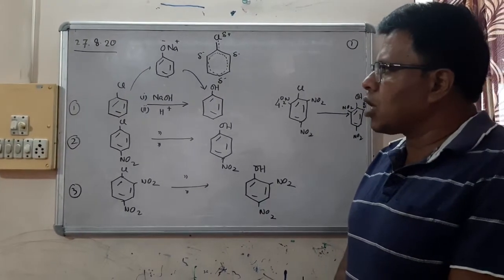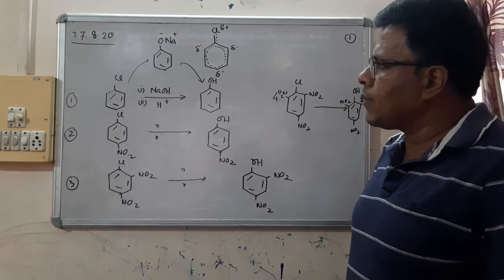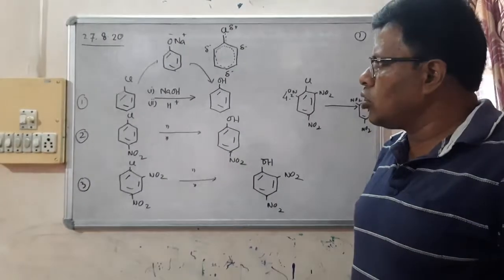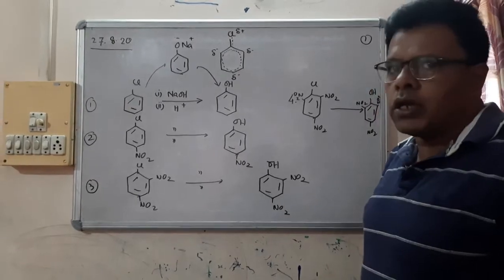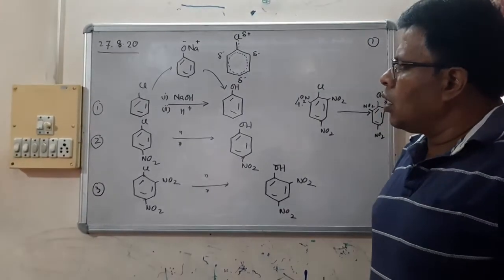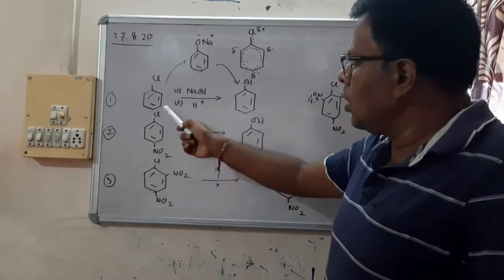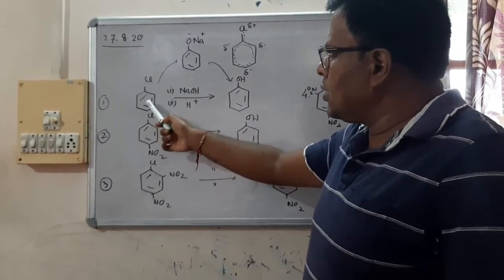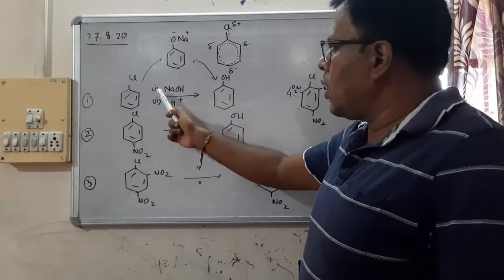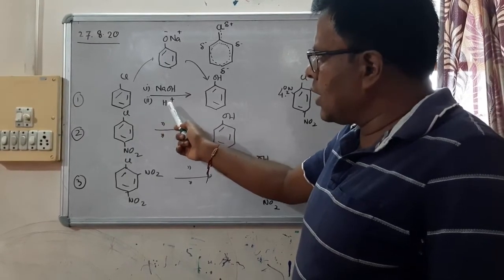Today we are starting with this reaction. We know that aryl halides or haloarenes don't undergo nucleophilic substitution reaction readily. We had discussed the reason in the previous video. And now look at this reaction. Chlorobenzene giving phenol. The reagent required is sodium hydroxide, the first step. In the second step, it is acid.